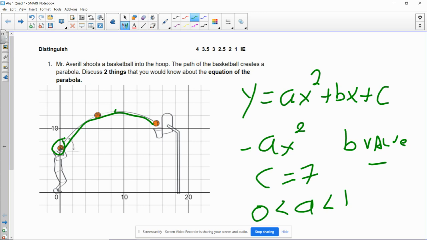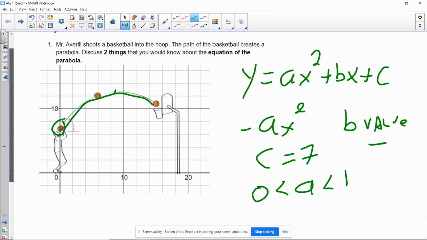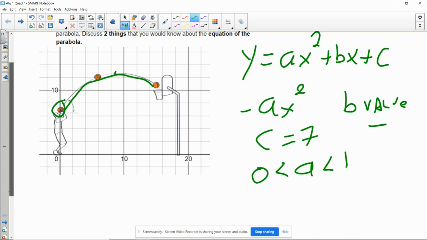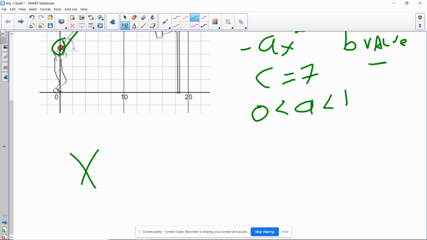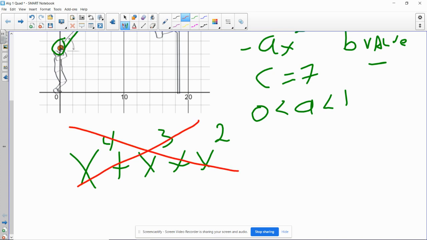Some of you put some general stuff in, like it will include x squared. Just because it includes x squared does not mean it's quadratic. If you say that the highest exponent is going to be 2, then we're talking quadratic. But x to the fourth plus x cubed plus x squared includes x squared, but it's not quadratic. So I can't just say that it includes x squared.